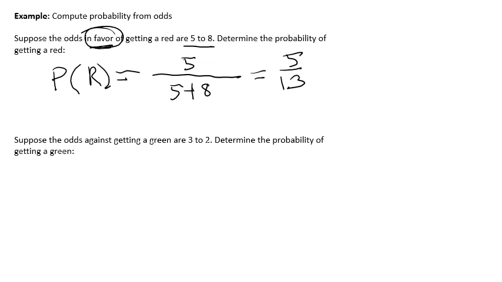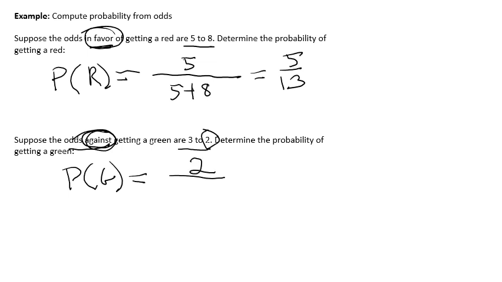The next one, stop the video, work it out. We're told the odds against getting green are 3 to 2. We want to know the probability of getting green. Well, the number of ways of getting green is 2 because, again, this is odds against green, so the second number is the number of ways you can get it. Once again, since we're talking about odds, the total number of possible outcomes, you add these two numbers together, and we get 2 over 5.